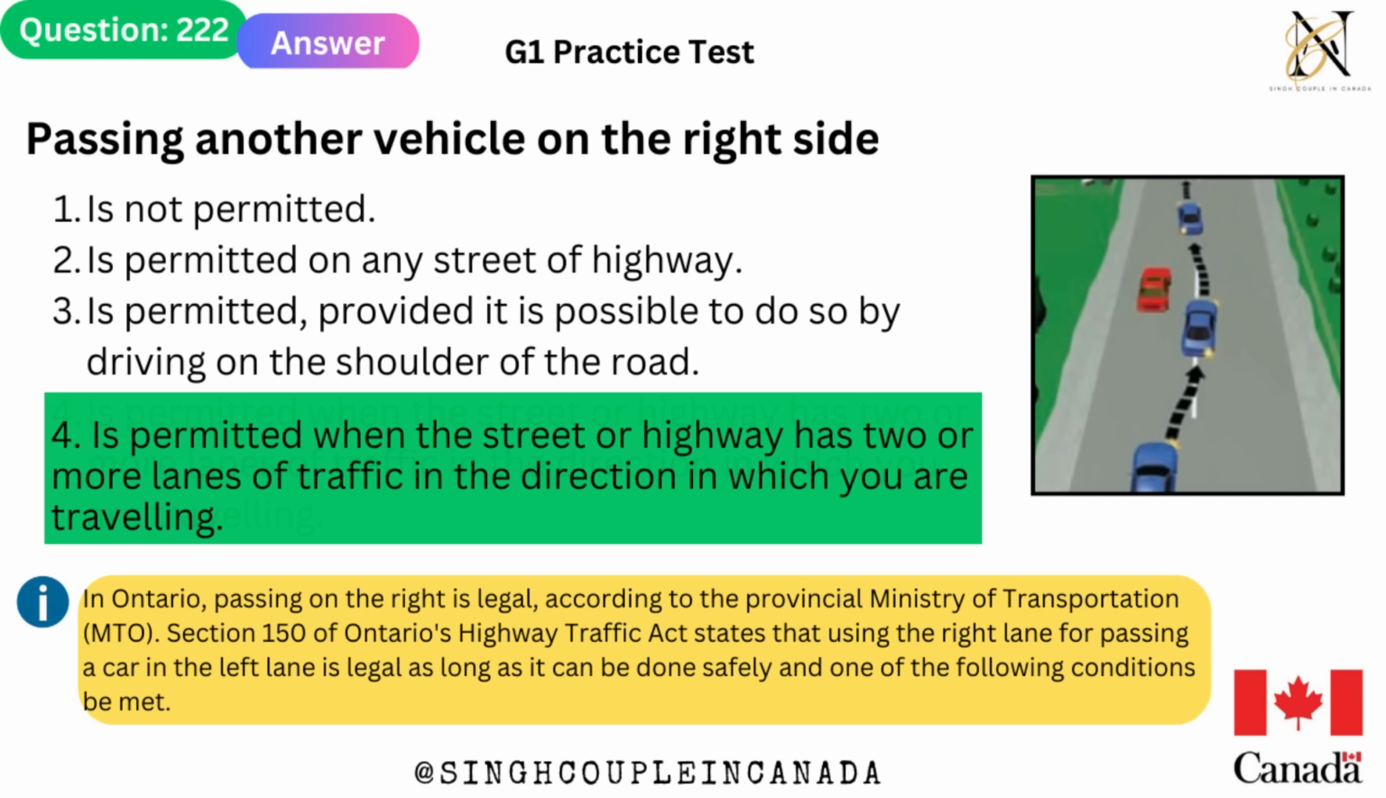Is permitted when the street or highway has 2 or more lanes of traffic in the direction in which you are traveling. In Ontario, passing on the right is legal, according to the Provincial Ministry of Transportation, MTO. Section 150 of Ontario's Highway Traffic Act states that using the right lane for passing a car in the left lane is legal as long as it can be done safely and one of the following conditions is met.